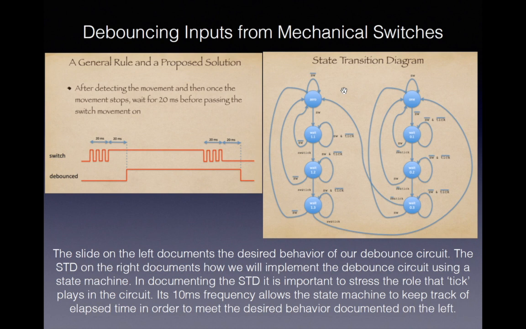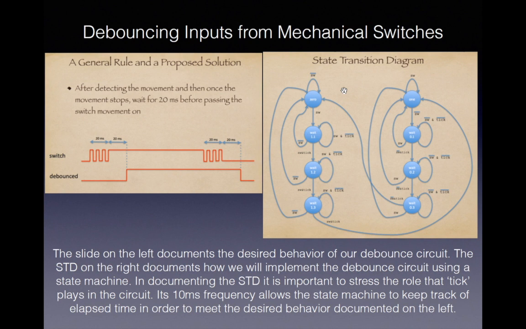What many of you, when I asked for documenting the state transition diagram, explaining it, many never mentioned tick. Tick is the key to make this whole state transition diagram work. Our circuits are running at 50 megahertz, 100 megahertz without the ability to keep track of quote-unquote real time. Here we have a requirement: minimum 20 milliseconds.